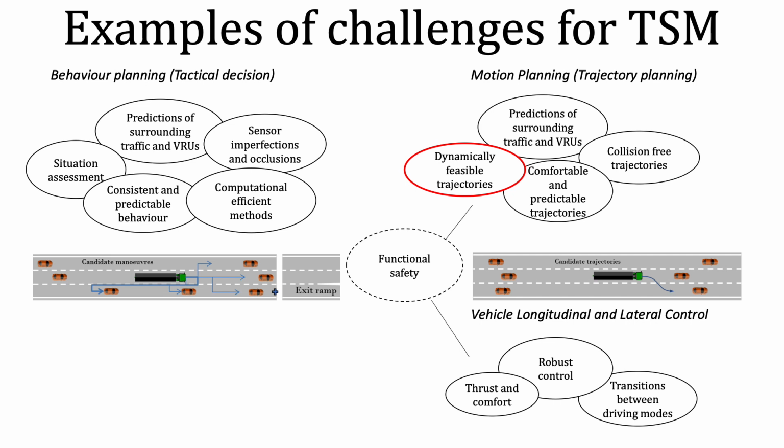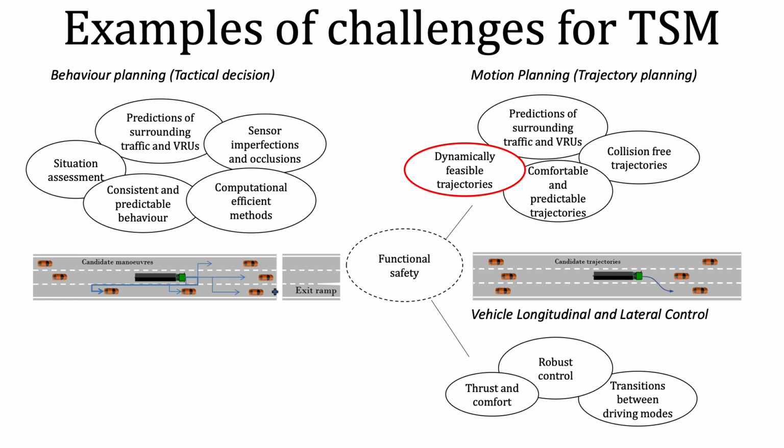So once we have these high-level driving instructions, we can talk about motion planning or trajectory planning. This is more the detailed level of driving instructions, we can say. So here we also have a challenge of predictions of surrounding traffic. The trajectories we generate need to be collision-free. They need to be predictable, and in some cases, they also need to be comfortable if the human driver is still in the loop. And also, they need to be dynamically feasible.